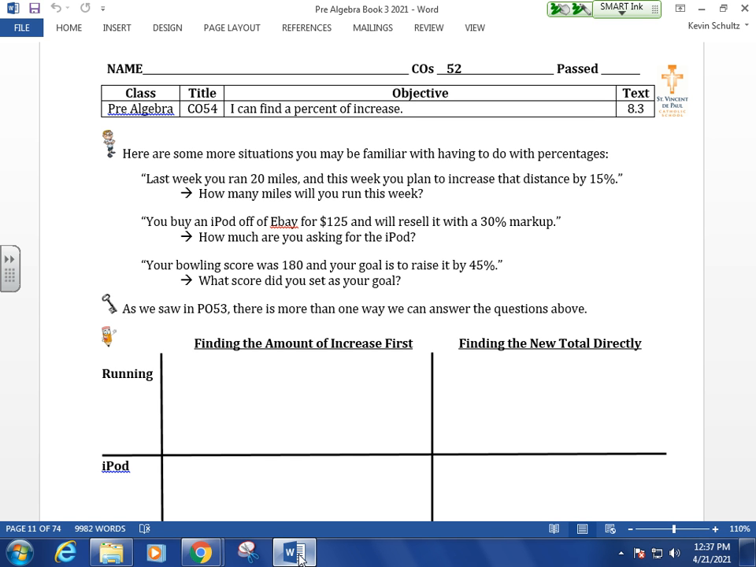So in CO53, we talked about how to find a percentage of a number, a part of a whole. 20% of 30 or 40% of 90 or whatever it happened to be. In CO54, we're looking for a percent of increase, which means we're going to be taking a value and increasing it by a certain percentage. For example, the first one here, last week you ran 20 miles and this week you plan to increase that distance by 15%, right? You want to run 15% more. What's that going to be? How many miles are you going to run?